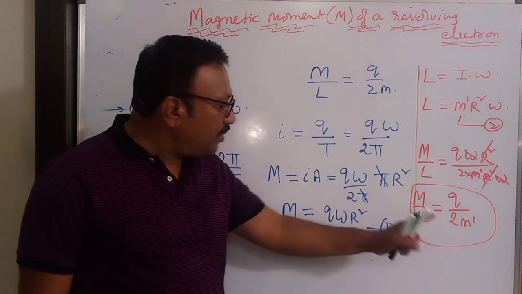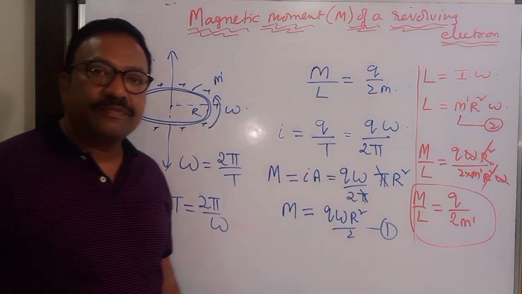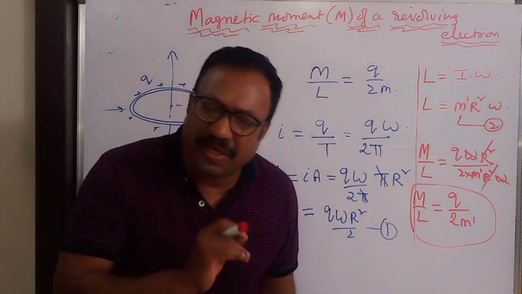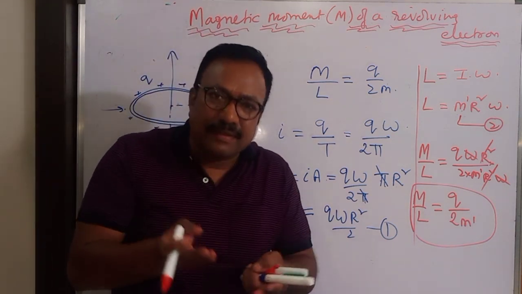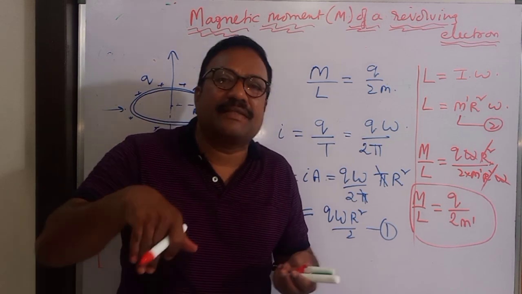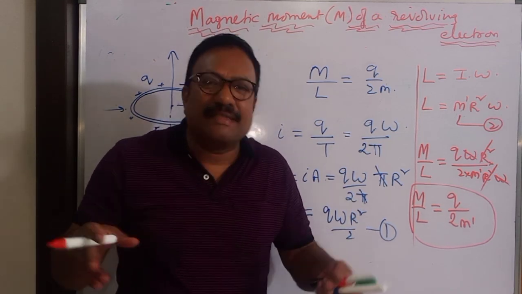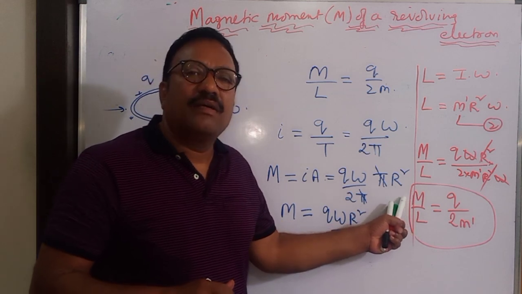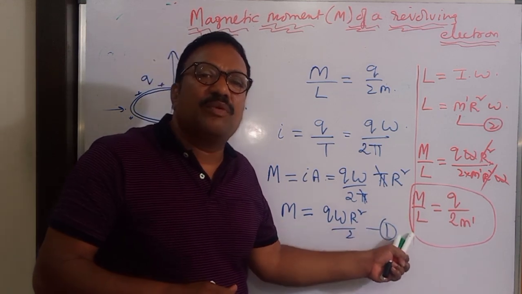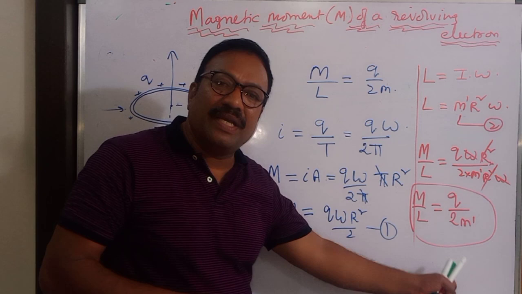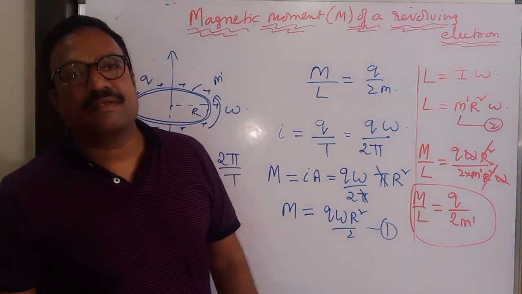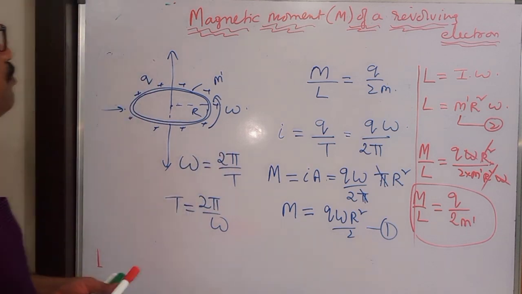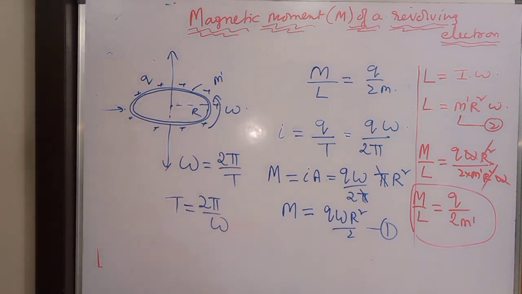So I have proved it in the case of a rotating ring also. You can also prove it if the charge is distributed on a sphere or on a circular plate. In all these cases, the ratio between the magnetic moment and the angular momentum is always equal to Q by 2 times the mass. So this is very, very important information. Okay, thank you.